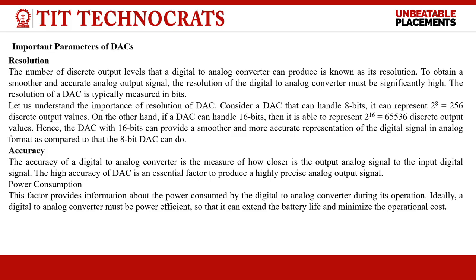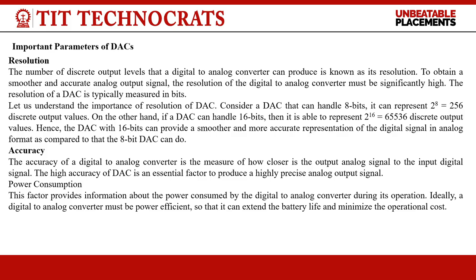Consider a DAC that can handle 8 bits. It can represent 2 to the power 8, that is 256 discrete output values. On the other hand, if a DAC can handle 16 bits, it can represent 2 to the power 16, that is 65,536 discrete output values. Hence the 16-bit DAC can provide a smoother, more accurate representation of the digital signal in analog format as compared to what the 8-bit DAC can do.